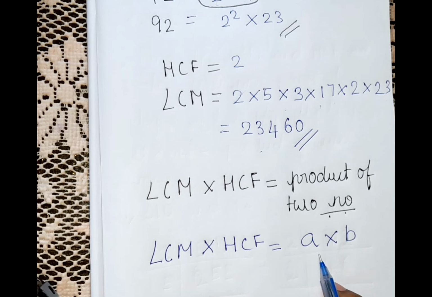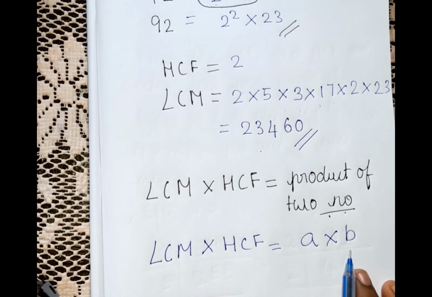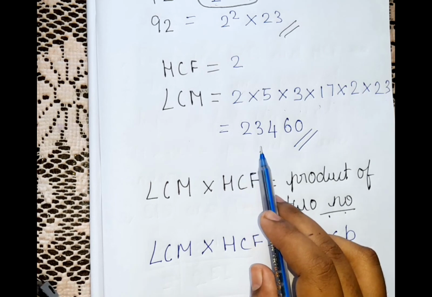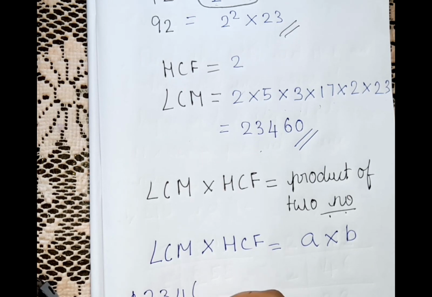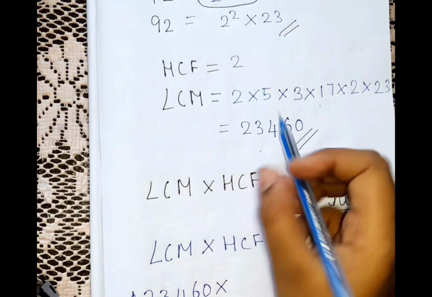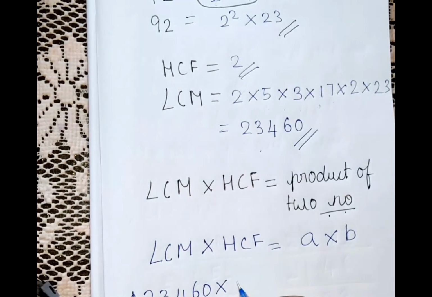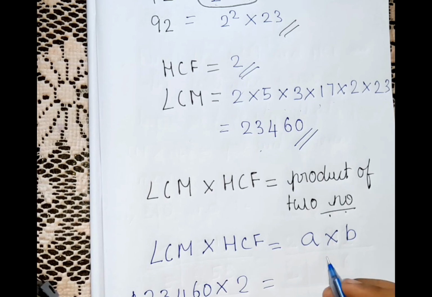So, what is the A value? So, we are taking the question. The question is 510 and 92. So, we are taking A as 510 and B as 92. So, what is the LCM? So, the LCM is 23,460. So, we shall write 23,460 into what is the HCF? So, the HCF is 2. So, we shall write 2 right over here is equal to A into B.